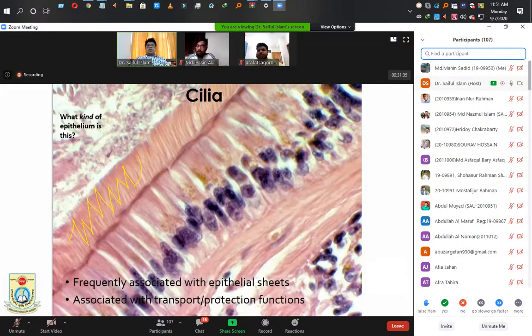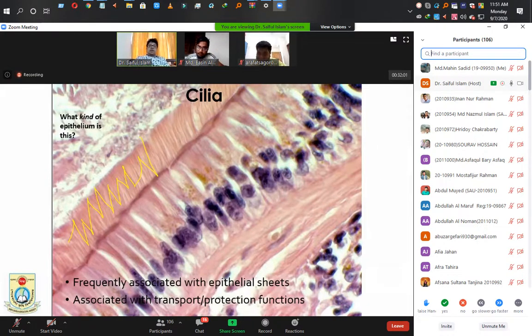They always sweep clean and help to move or transfer things from one place to another. The cell membrane forms hair-like structures for transport, movement, or protection.